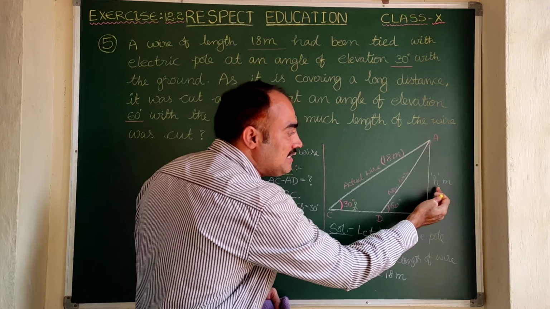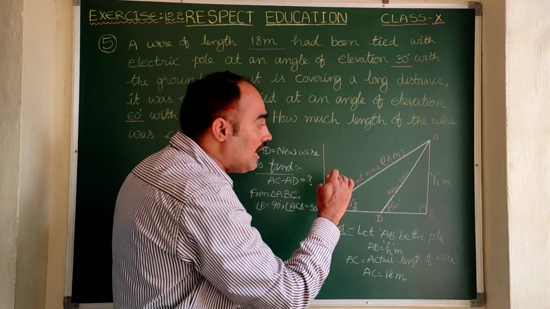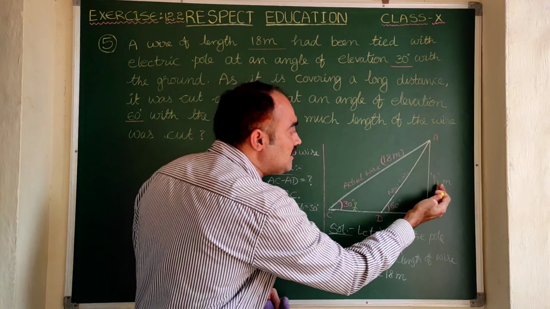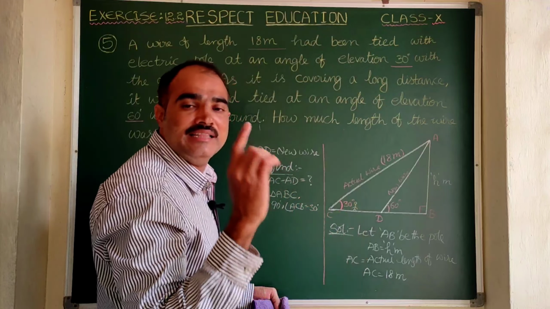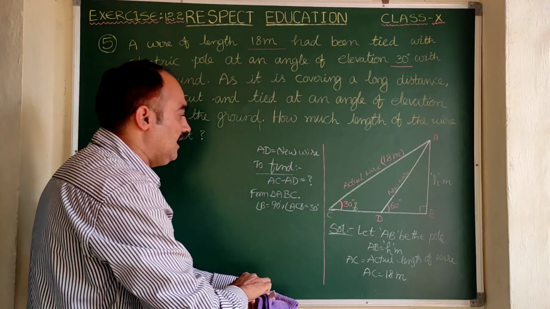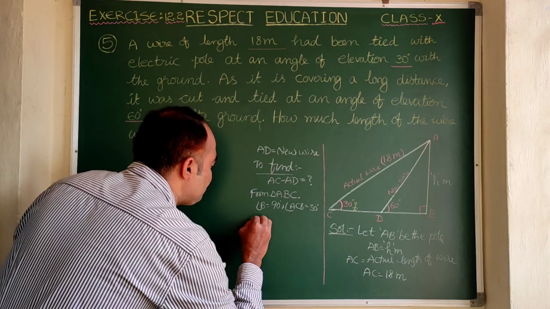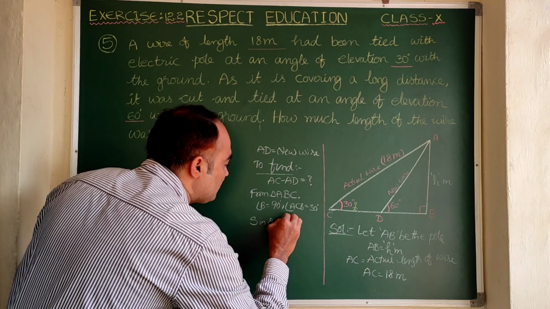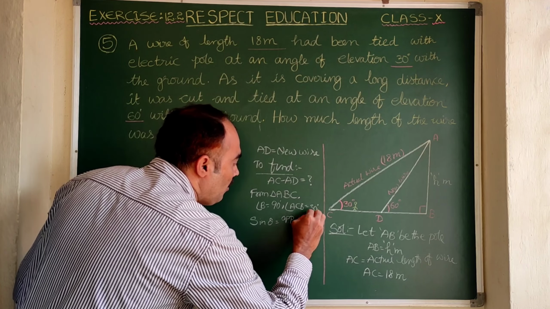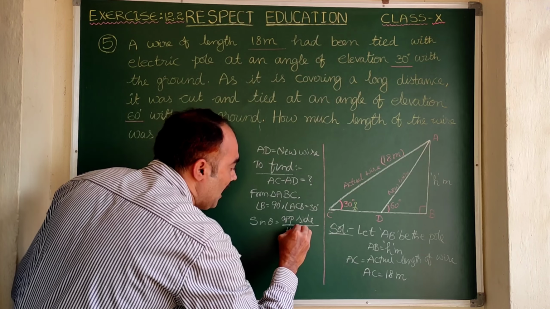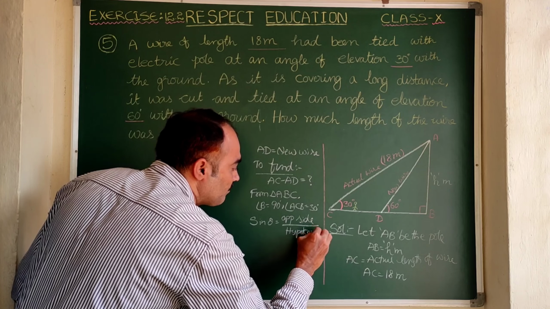The opposite side we are taking as H. Which trigonometric ratio is suitable for the opposite side and the hypotenuse? Sin theta is suitable. So here let us apply sin theta. Sin theta is equal to, as we know, opposite side to theta by hypotenuse.